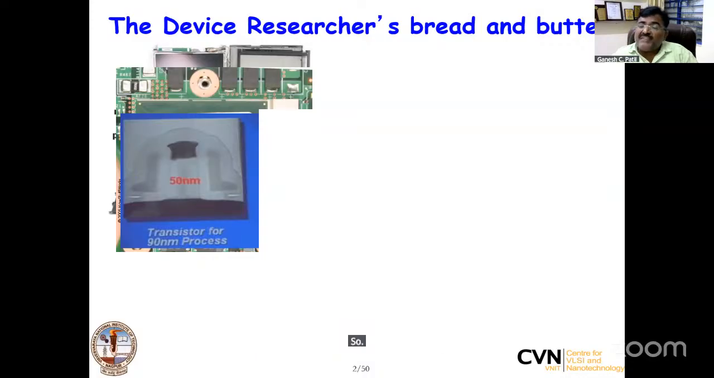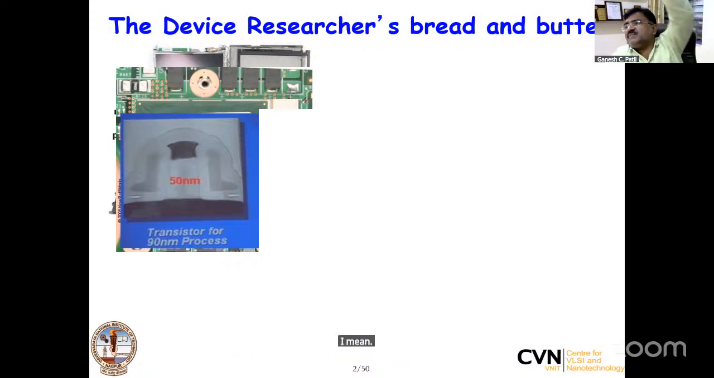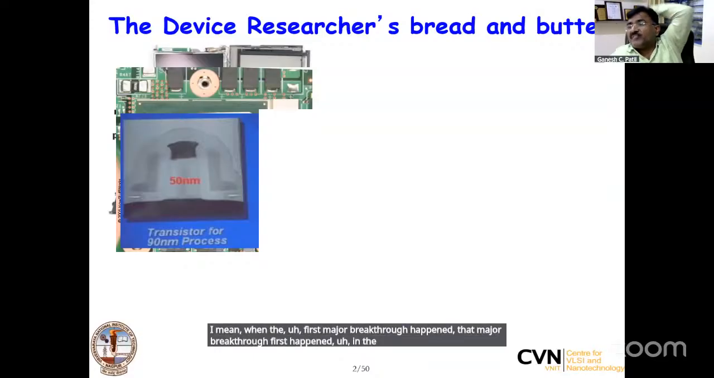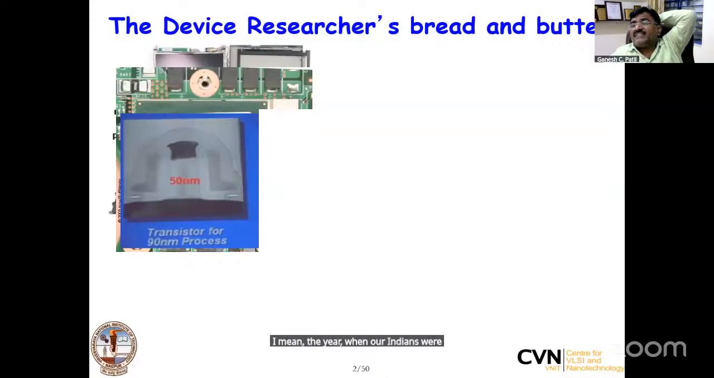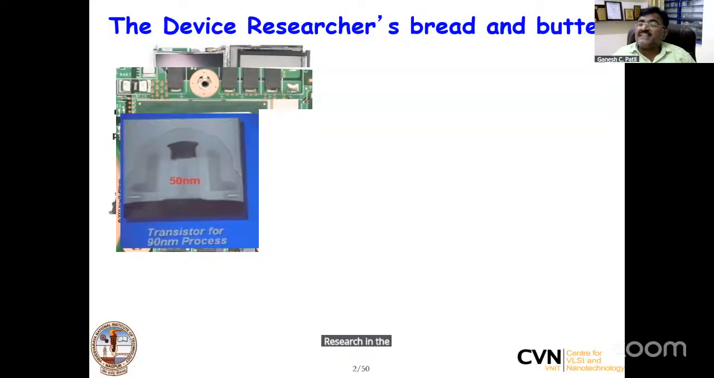There were developments not only on the computation side or the IC development side; developments happened in MOSFETs as well. The first major breakthrough happened in the year 1947, as all of you might know, the year when we Indians were fighting for freedom. At Bell Laboratories, Bardeen, Brattain, and Shockley came together and came up with the germanium point contact bipolar junction transistor. It was the first major breakthrough in the semiconductor industry, and people started doing research in devices and integrated circuits as well.